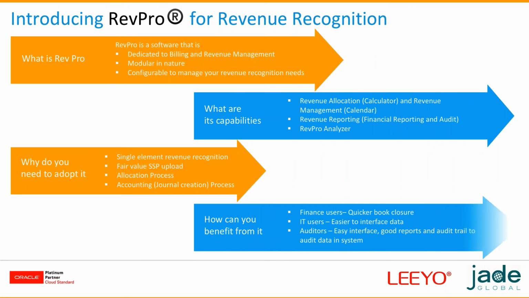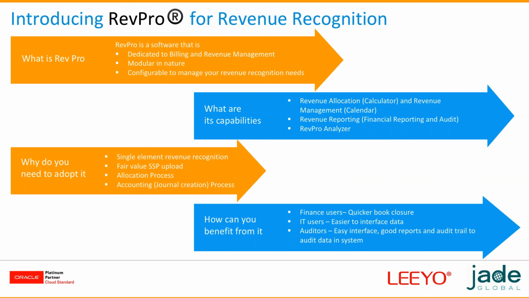How can you benefit from it? For finance users, it has quicker book closure. For IT users, it's easier to interface data from multiple systems, which RevPro allows you to do. And for auditors, there's an easy interface, good reports, and an audit trail to manage audit within the system itself. So it's not something where you get a whole lot of reports or Excel spreadsheets to audit from. It's already in a system that you can do that on. I'll hand it over to Sai now to go through a little more detail on RevPro.